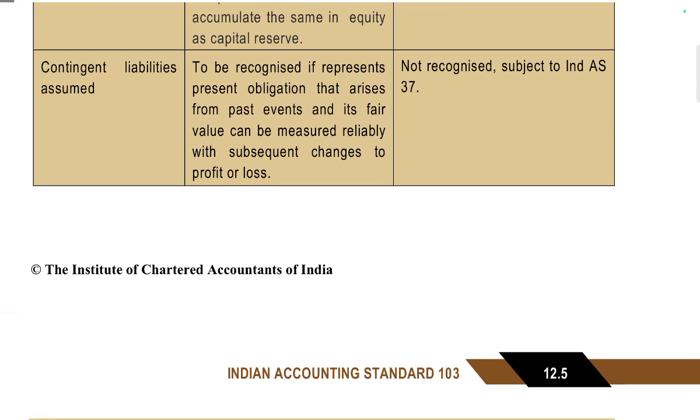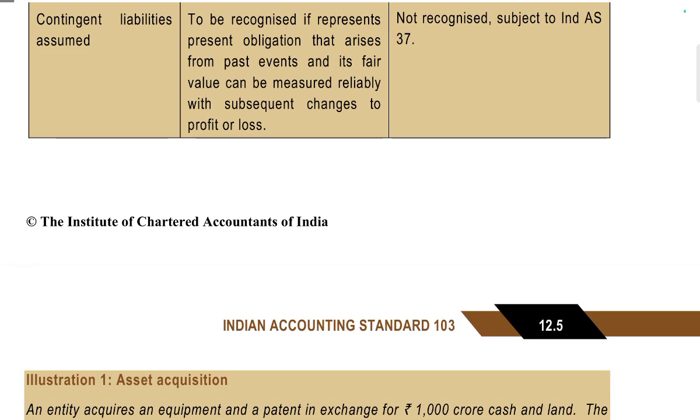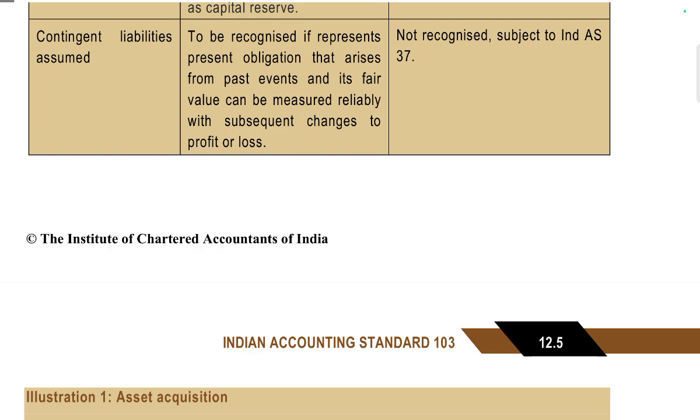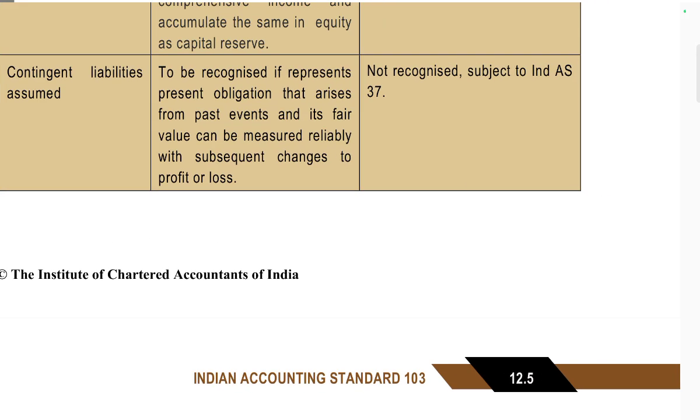A contingent liability assumed is recognized if it is a present obligation arising from a past event and its fair value can be measured reliably, with subsequent changes recognized in the reserve. If not reliably measurable, it is not recognized.